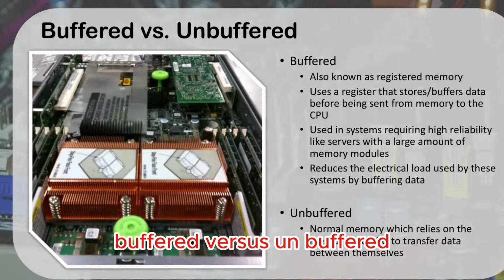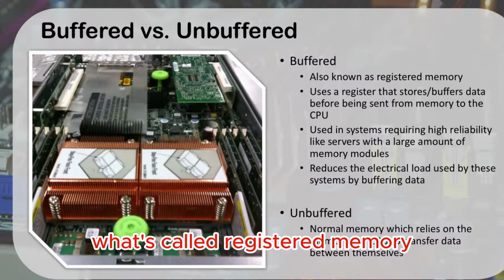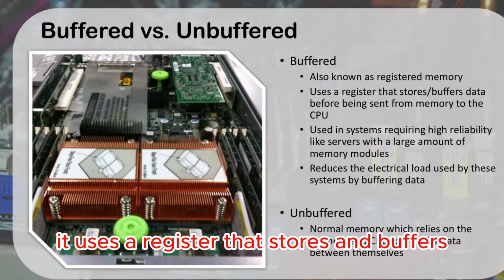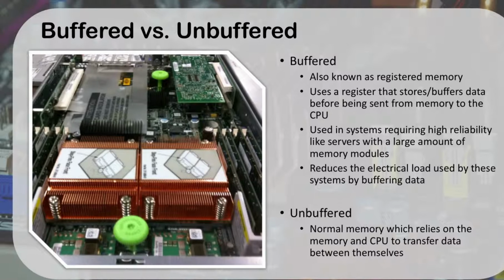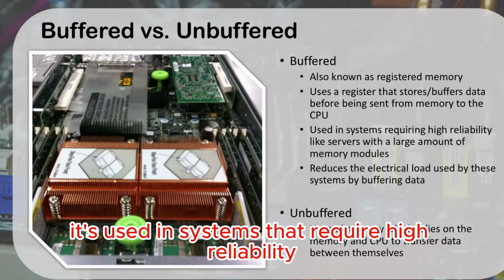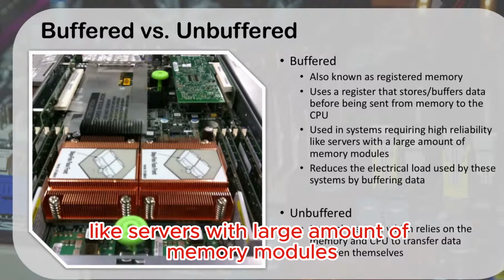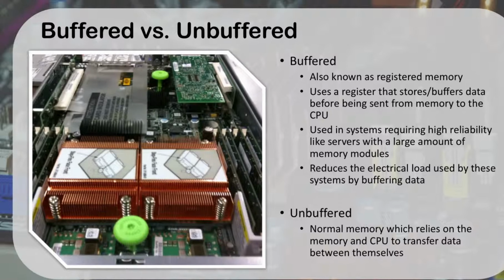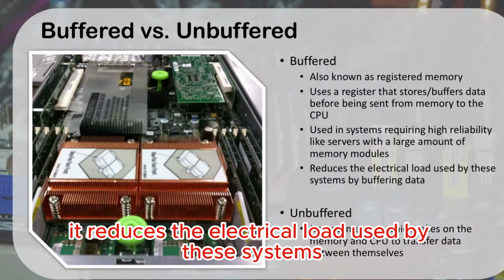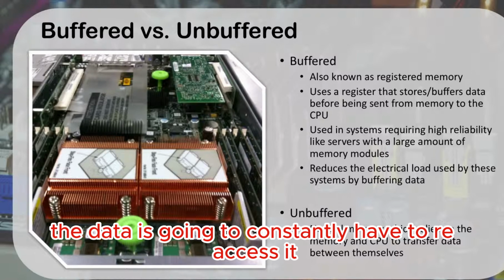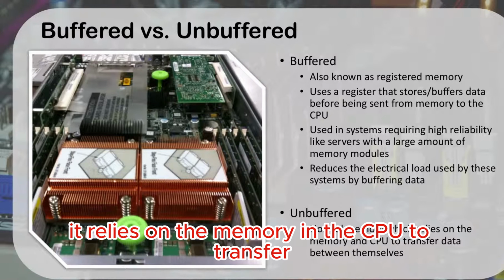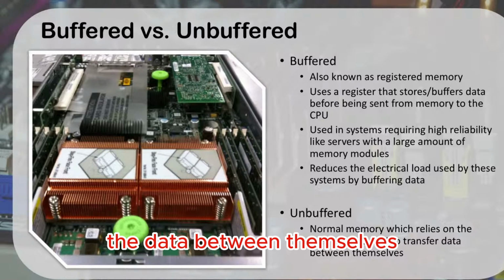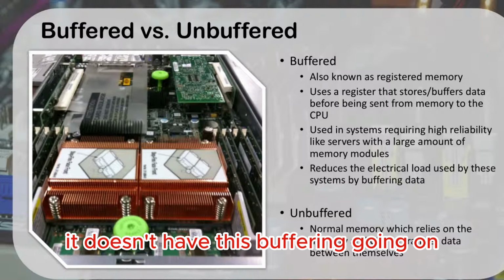Buffered versus unbuffered. Buffered is also known as registered memory. It uses a register that stores and buffers the data being sent from the memory to the CPU. It's used in systems that require high reliability, like servers with a large amount of memory modules. It reduces the electrical load used by these systems because it's buffering the data instead of having to constantly re-access it. And you have unbuffered, that's what we normally use in our machines. It relies on the memory and the CPU to transfer the data between themselves. It doesn't have this buffering going on.